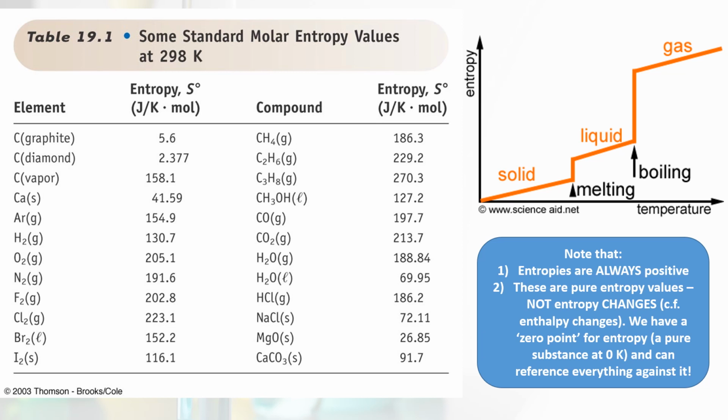So here I've given you a table of some standard molar entropy values at 298 Kelvin. So again, the idea of standard, think about what it was like for the enthalpy. If I talk about standard enthalpy, it was at standard conditions. And so standard conditions, 298 Kelvin, 100 kilopascals and 1 mole per decimeter cubed if it was a solution. And so here you can see these entropy values.